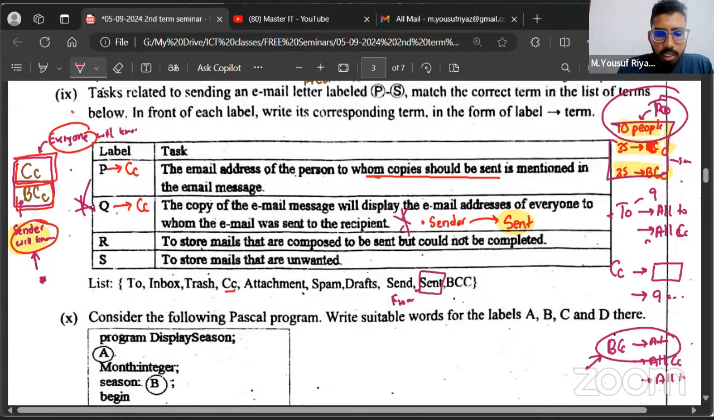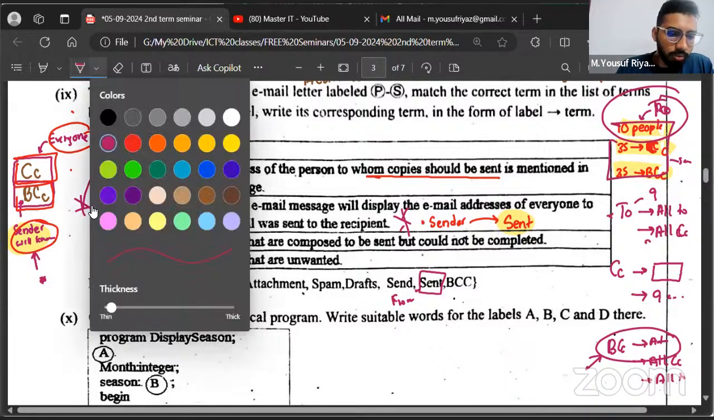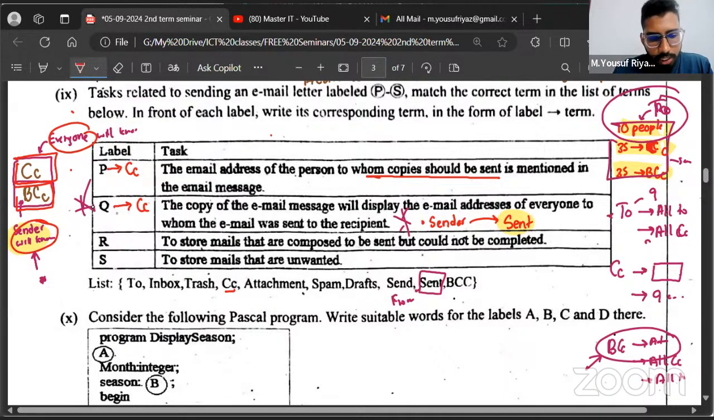Next: the store for emails that are composed to be sent but not completed. In which section is it stored? You have typed it but not sent it. Yes, that's the draft section.